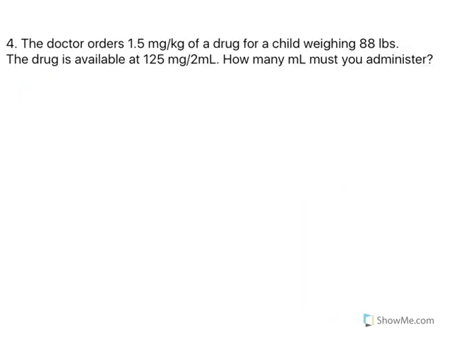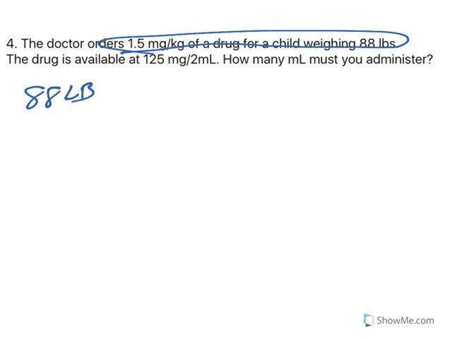And the last one, number 4. The doctor orders 1.5 milligrams per kilogram of a drug for a child weighing 88 pounds. The drug is available at 125 milligrams for every 2 milliliters. How many milliliters must you administer? Okay, so this is real life here. First let's just talk about this up here. If you're 88 pounds, how many milligrams are you going to get?